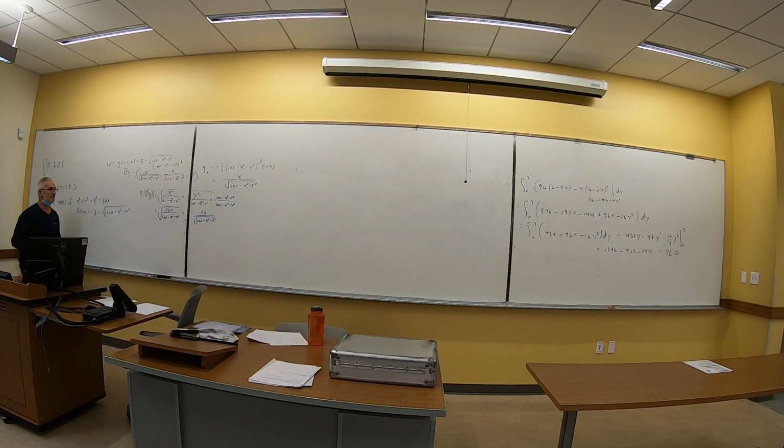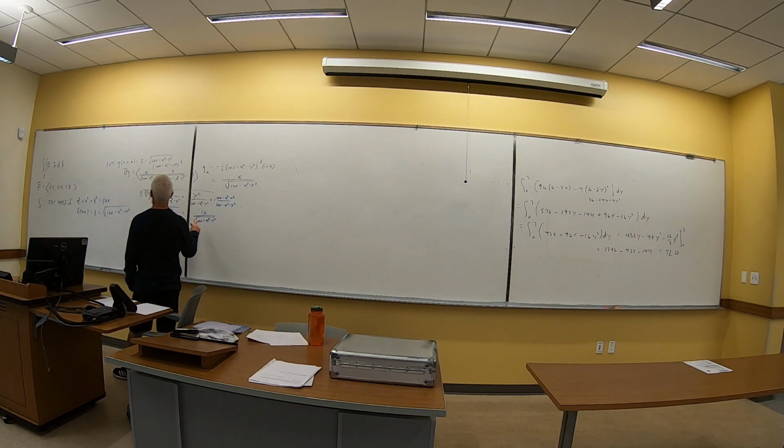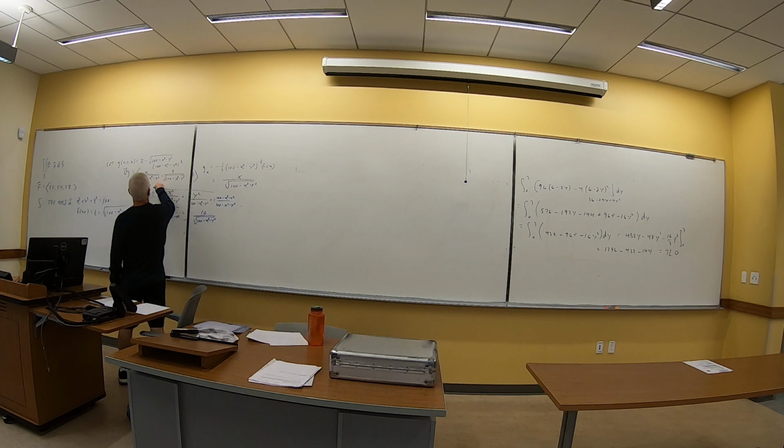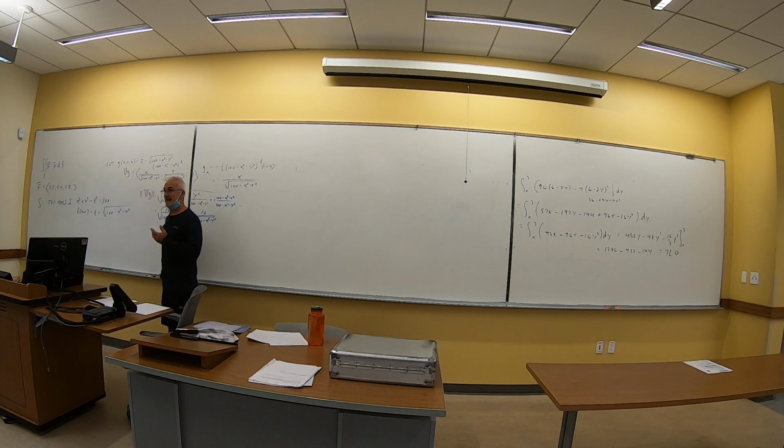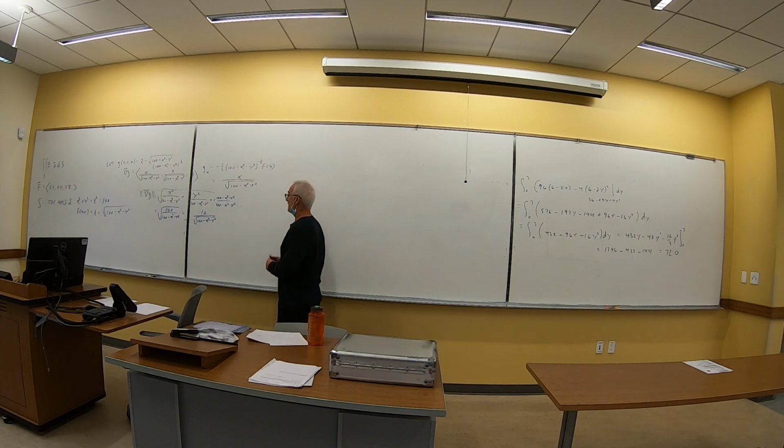Okay? So now I can say the normal vector is going to be the reciprocal of this times this. Now, if I actually multiply that out, it comes out sort of nice, but I'm not going to multiply it out. Now we need to do the surface area parameter.